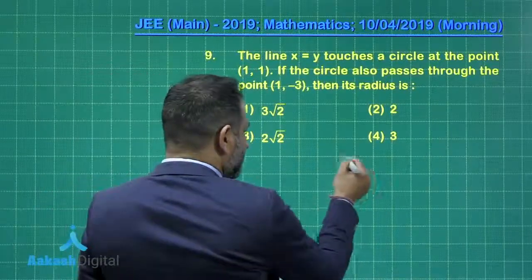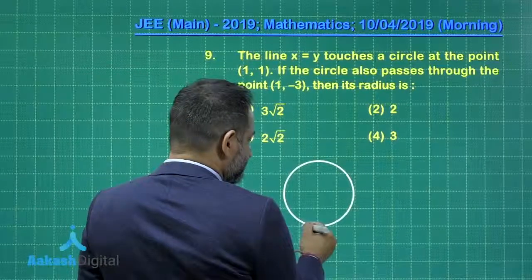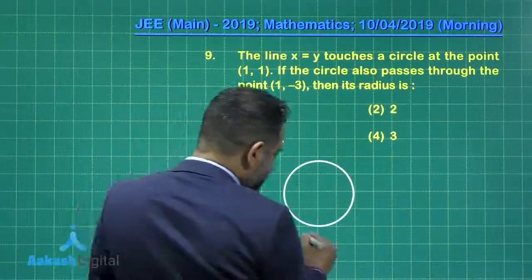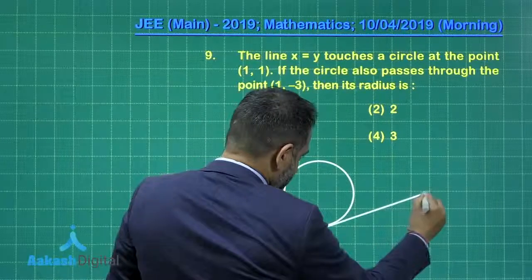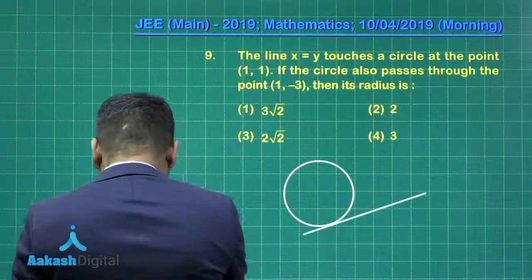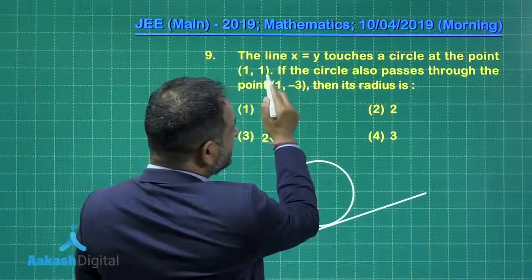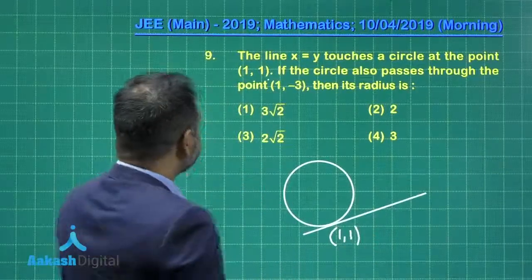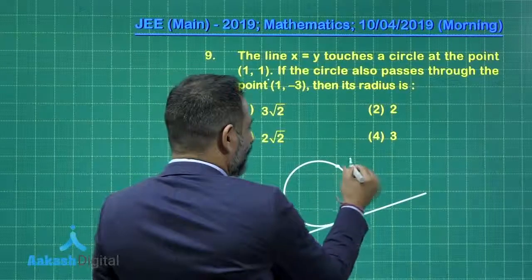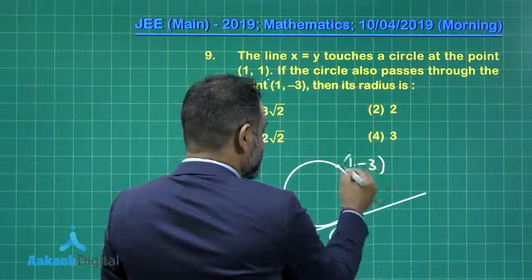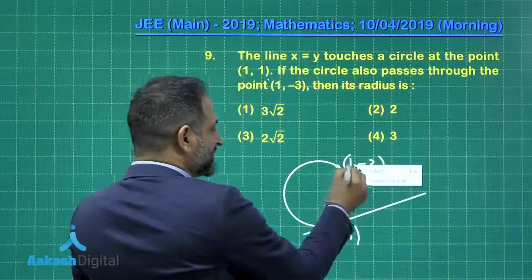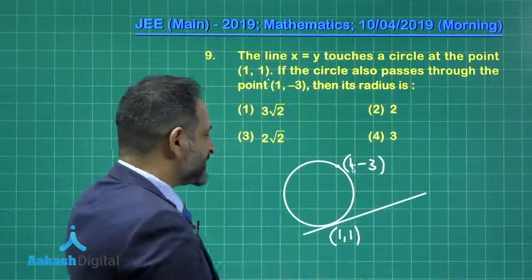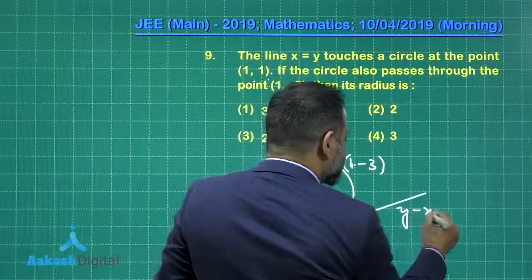We are given a circle and again there is a line for us, or you can say a tangent here, which is touching this circle at the point given as 1 comma 1, and this circle is passing through 1 comma minus 3. So, this is the point through which the circle is passing. What we can have from here: this is a tangent. The tangent is definitely y minus x equal to 0.